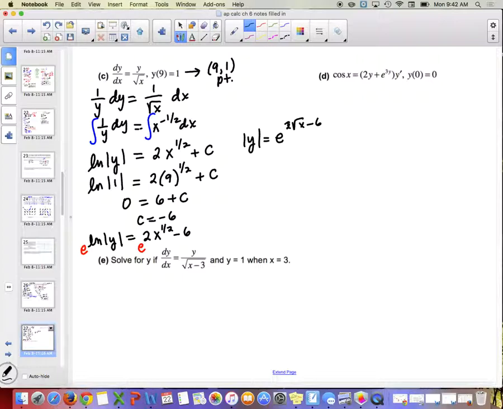All right, and then what about the absolute value? How do I get rid of an absolute value? Anybody know that one? Yeah, you do a plus or minus. Yep, so it's going to be y equals plus or minus e to the 2 root x minus 6.